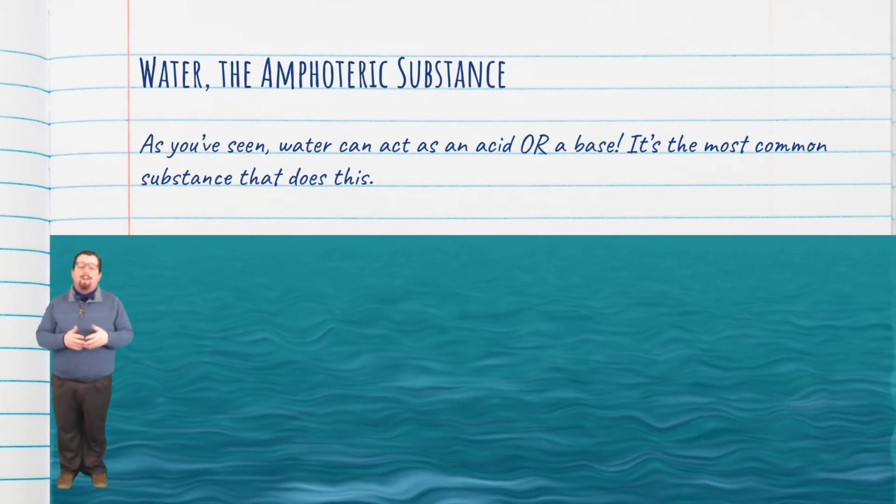As you've seen, water can act as an acid or a base depending on what other substance it's interacting with. When a substance can do this, we call it amphoteric. I'm not going to make you remember that word, but I thought maybe you just wanted a fancy new word to add to your vocabulary. Water is one of the few truly amphoteric substances, and it's vital in acid-base chemistry.